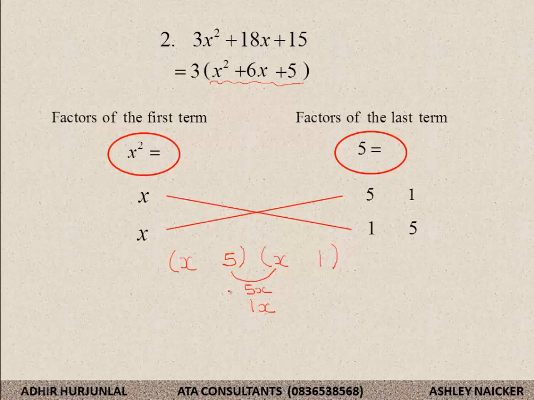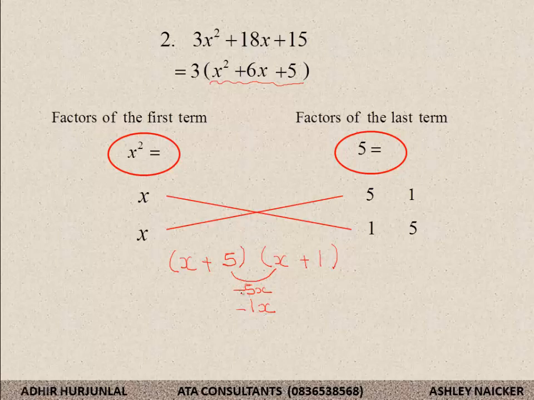What I need to do now, guys, is to get the correct signs. How do I get the correct sign? I look at the sign. The sign of the last term is a positive, which means, once again, both signs could be negative or both signs could be positive. Let's try negative. If this is a negative and I multiply, I get minus 5x. X multiplied by minus 1 is minus 1x. Minus 5x minus 1x is not positive 6x, which means that my signs are wrong. I only have one last option left, and that is to make both signs positive.